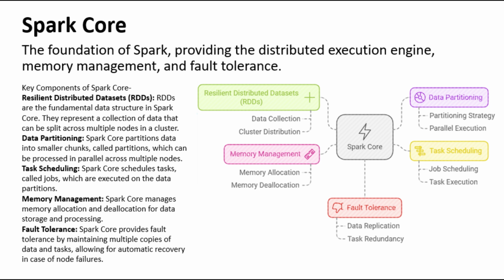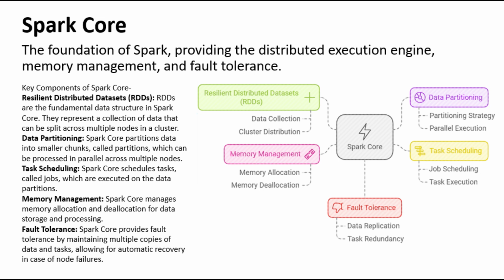Key components of Spark Core: 1. Resilient Distributed Datasets, RDDs. RDDs are the fundamental data structure in Spark Core. They represent a collection of data that can be split across multiple nodes in a cluster. 2. Data partitioning. Spark Core partitions data into smaller chunks called partitions, which can be processed in parallel across multiple nodes.